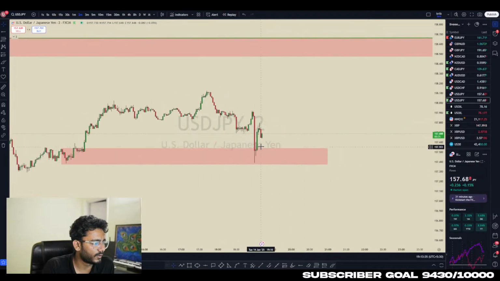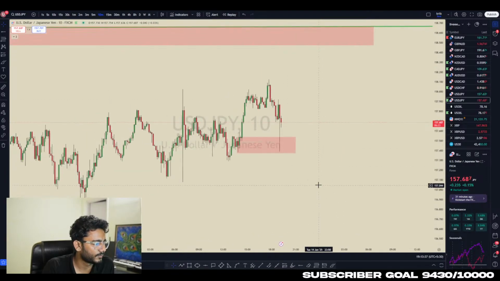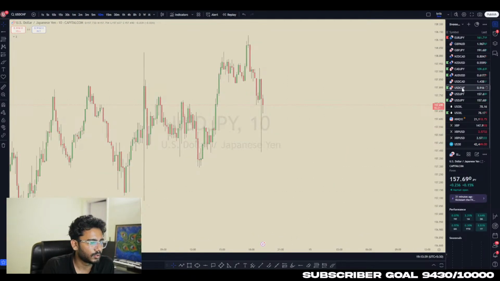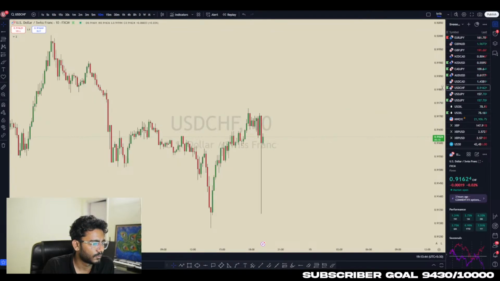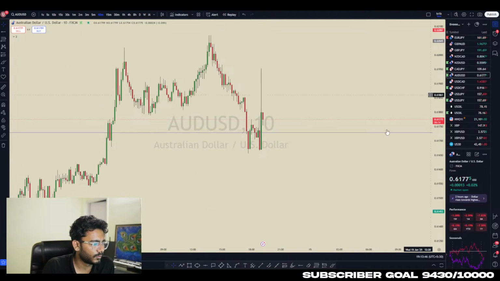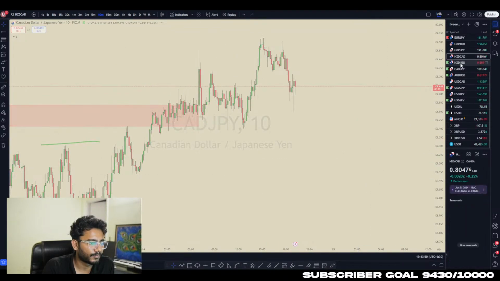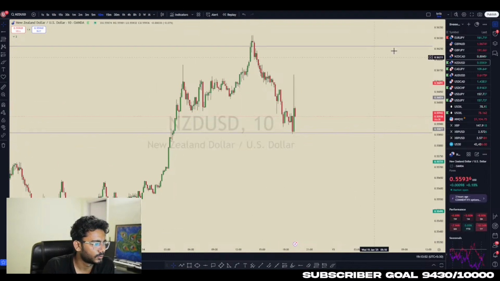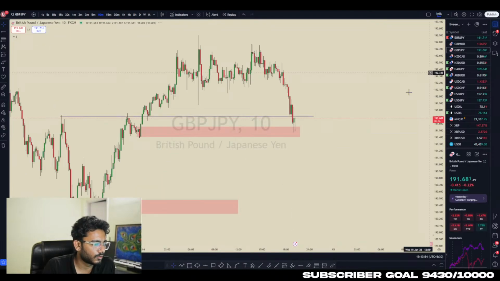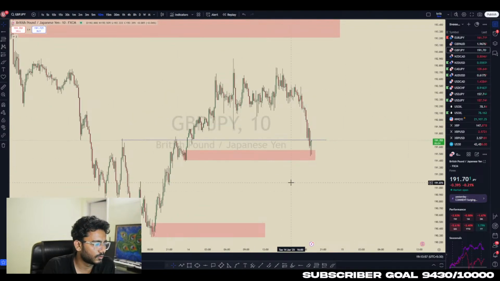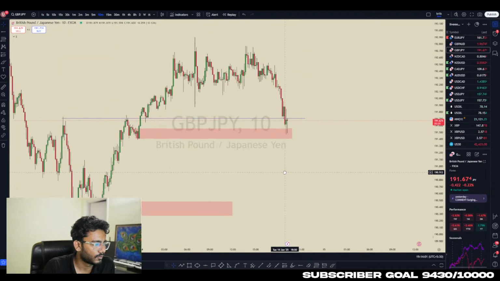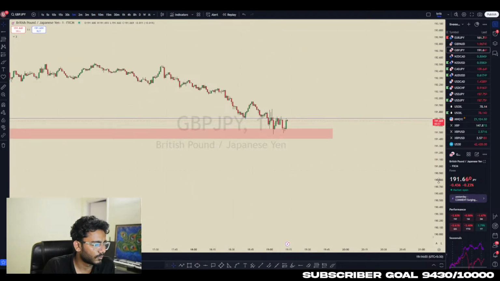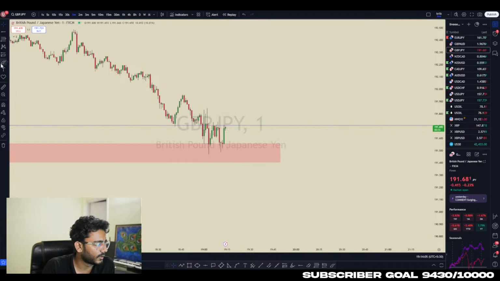So price has fulfilled this order block on USD JPY, USD CAD, USD CHF, or CAD JPY, NZD CAD. We can also look at GJ for the entries.